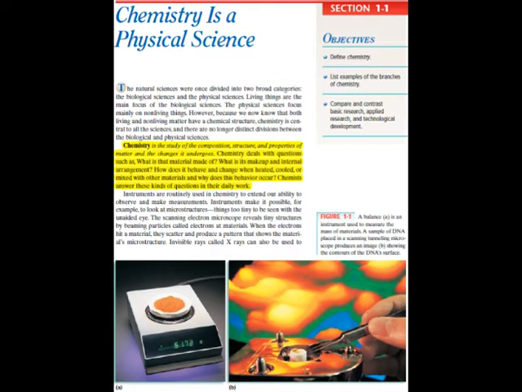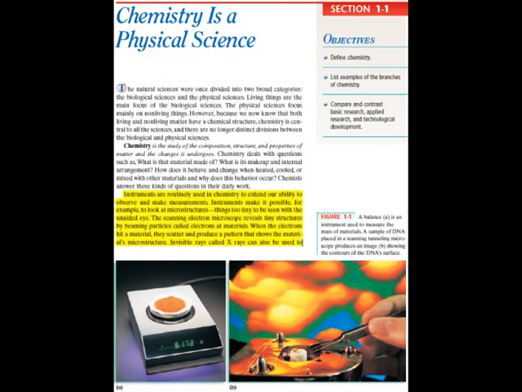Chemistry is the study of the composition, structure, and properties of matter and the changes it undergoes. Chemistry deals with questions such as, what is the material made of? What is its makeup and internal arrangement? How does it behave and change when heated, cooled, or mixed with other materials, and why does this behavior occur? Chemists answer these kinds of questions in their daily work.